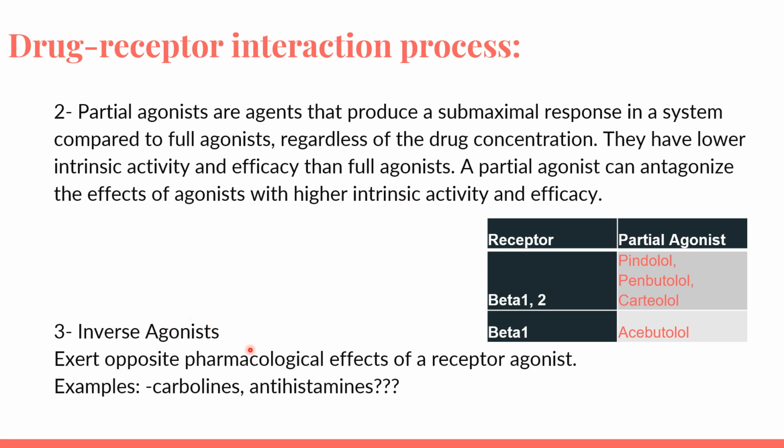Inverse agonists exert opposite pharmacological effects of a receptor agonist. So, if I have a ligand that, when bound to its receptor, gives, let's say, an antihistaminic effect, our inverse agonist will give histamine-like effects when binding to this receptor.